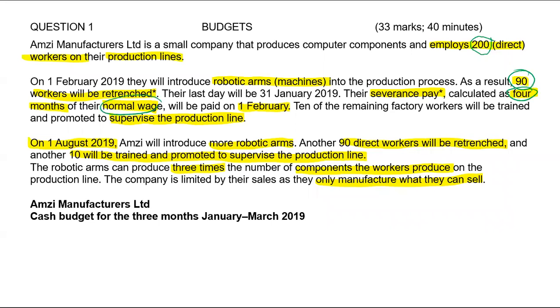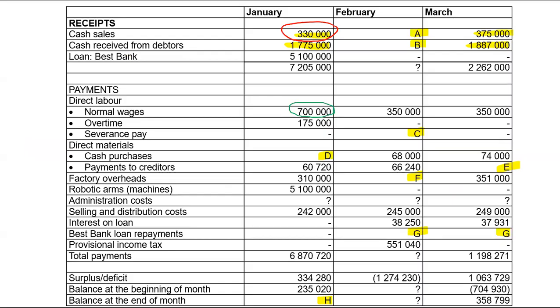So remember that 700,000 represents the normal wage. I'm going to take that 700,000 divided by 200, which represents the number of employees. That will give me the total rate that is paid per employee. Take that 700,000 divided by 200. Actually, it's 700,000 divided by 2, which will give us 350.